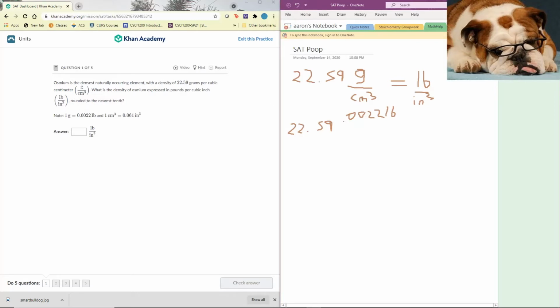Then we can start working on the other part. Instead of centimeters cubed, we're going to want to have inches cubed. And 1 centimeter cubed is equal to 0.061 inches cubed. So instead of centimeters cubed, let's write down this 0.061 inches cubed. Now this is just like how you would normally multiply a fraction.